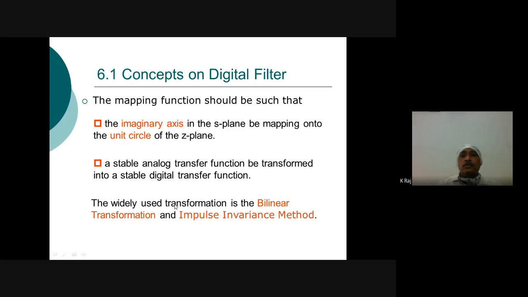The widely used transformations are the bilinear transformation and the impulse invariance method. We will also describe in the coming lectures the concept of the bilinear transformation, means how the H(s) will be transformed into the z domain in order to preserve all the specifications of the filter.